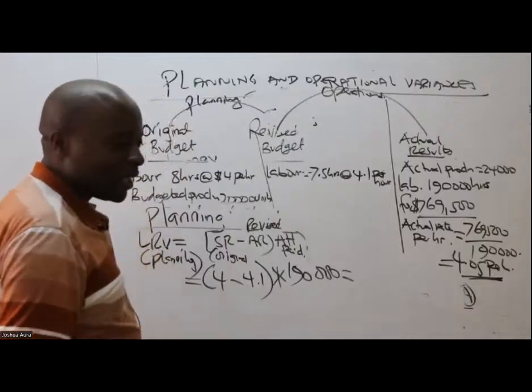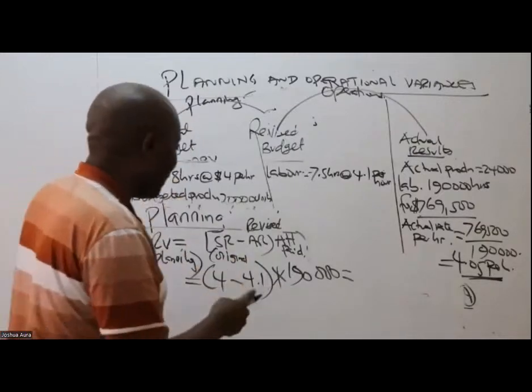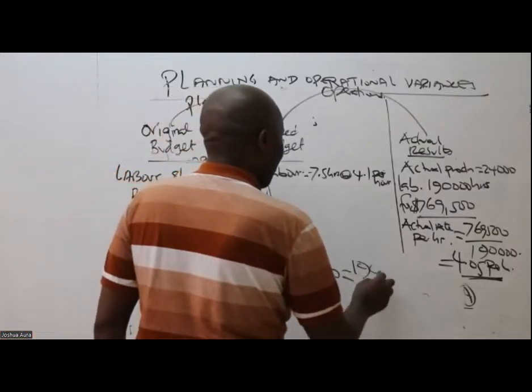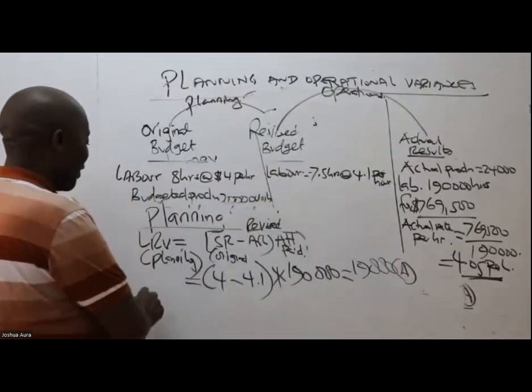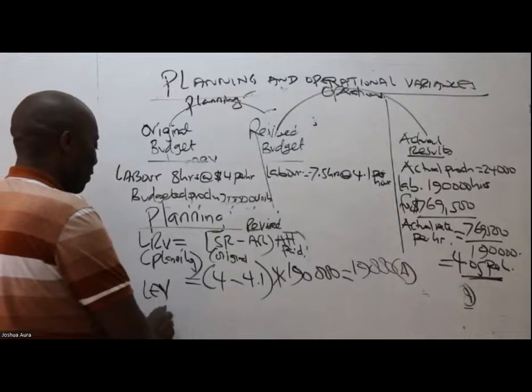So wanasema the final answer inafaa kuwa 19,000 negative, which is adverse. 19,000 negative, which is adverse, like that. Then we go to the last one, which is labor efficiency variance.